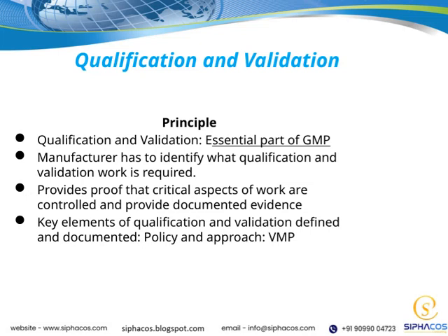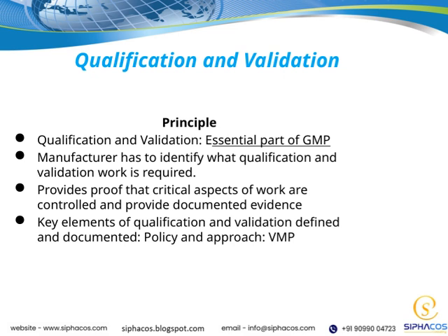Let's take a closer look at the principle behind qualification and validation. As part of good manufacturing practice, these processes are absolutely essential. The manufacturer must first identify what specific qualification and validation work is needed for each process or equipment. This step is crucial because it helps ensure that everything is appropriately scoped and that nothing important is overlooked. Once identified, these activities provide proof that the critical aspects of our work are under control.